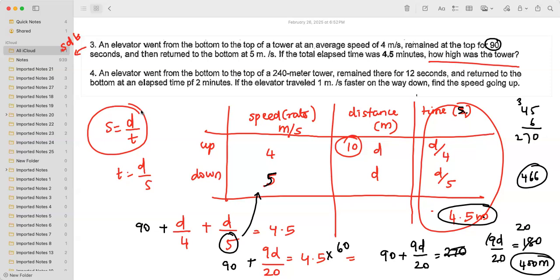Okay, so I have a question. How would we find the time here? You tell me how to find the time. Come to our original formula, distance by speed, right? 240 by x, 240 by x plus 1, right? Now, this is time up. Now, think about how to frame the equation. Time up plus time down plus the 12 seconds will be equal to total time, right?